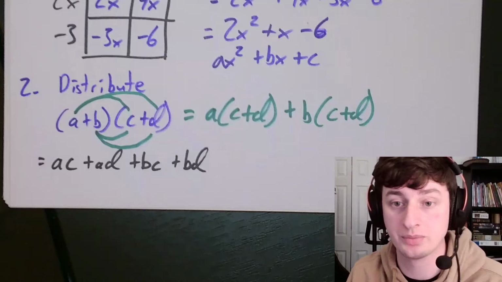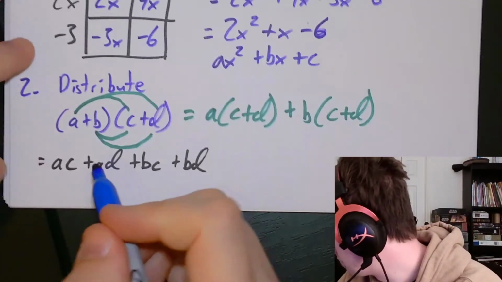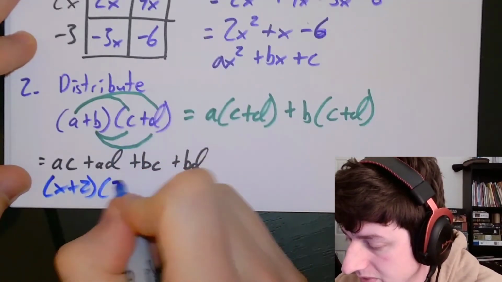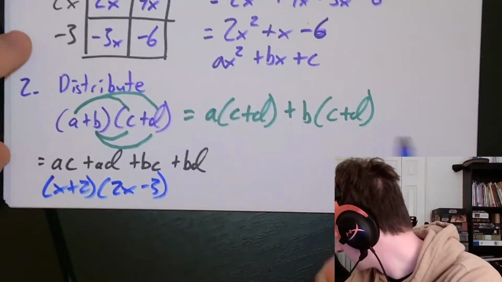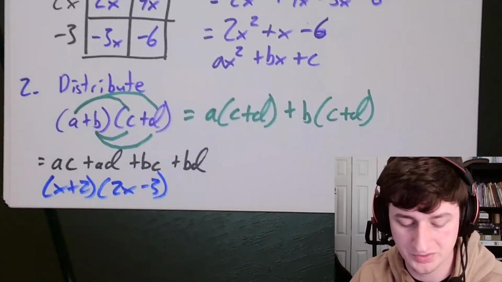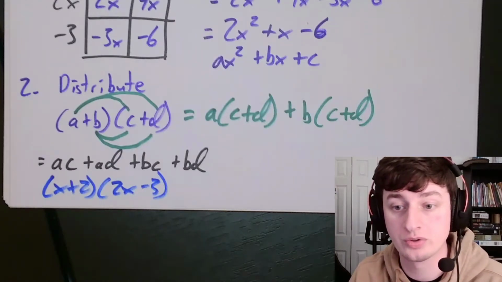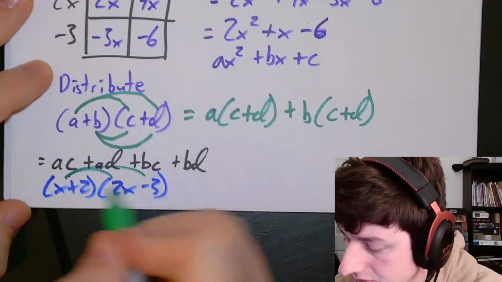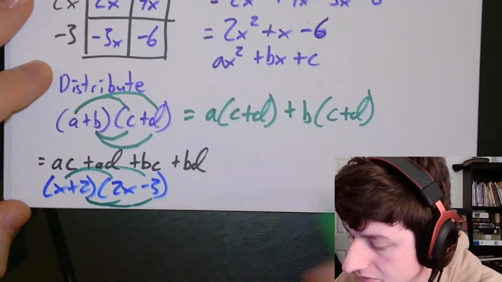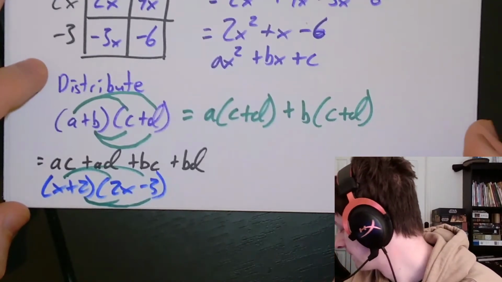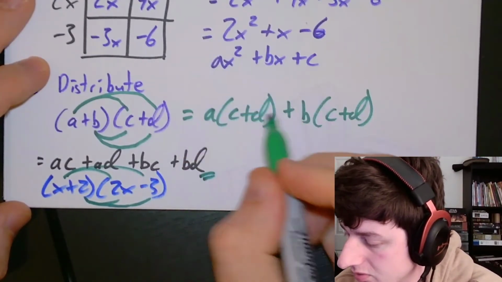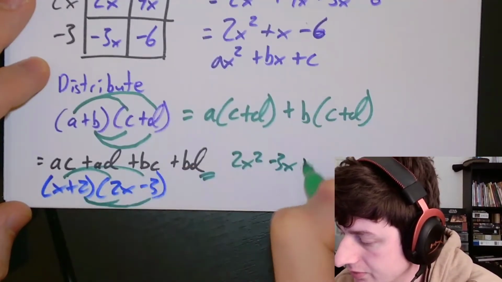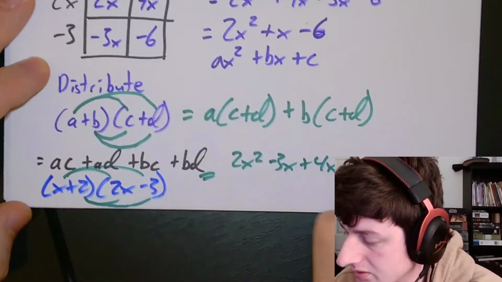Okay, so for our problem that we've already done, I'm going to use that same example. It would be x plus 2 times 2x minus 3. I'm running out of room, but it's okay. So we would do the same thing. We're going to draw the arcs. So x times 2x and x times -3, and 2 times 2x and 2 times -3. And so this gives us 2x squared minus 3x plus 4x minus 6.